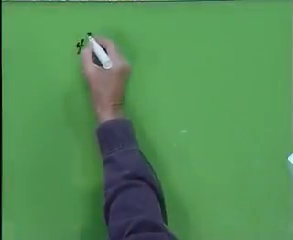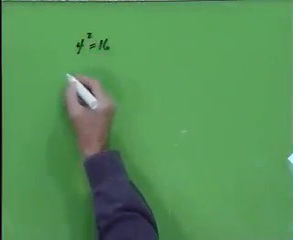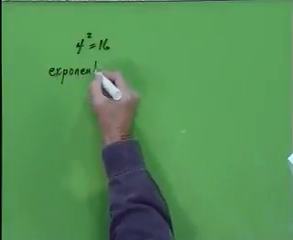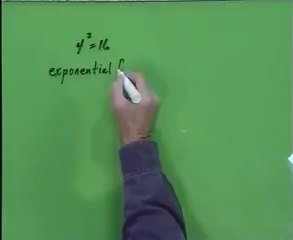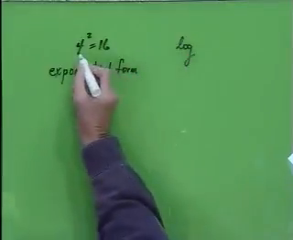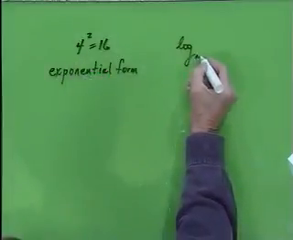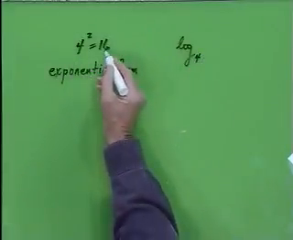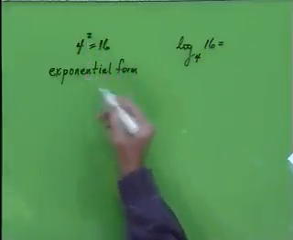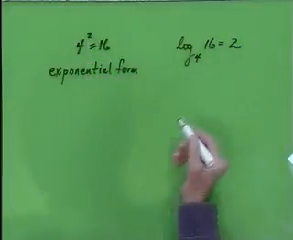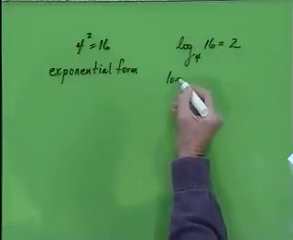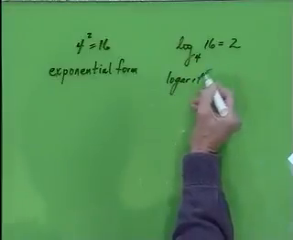like 4 to the second power is 16, we say this is written in exponential form. But there is another way of expressing this called logarithmic form. And what we do is to take the base over here, base 4, and write that as a subscript. And the number 16 we put inside. And the exponent, 2, becomes the logarithmic value over here. So the logarithm is equal to the exponent. And we call this logarithmic form.